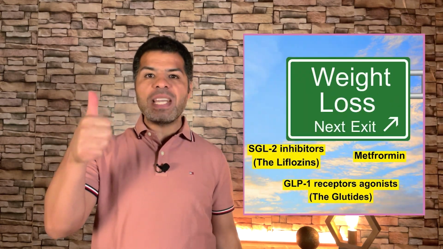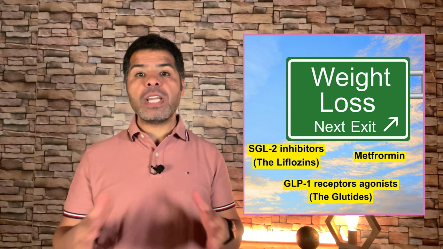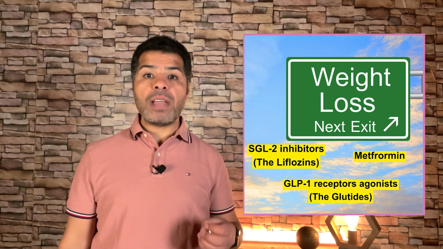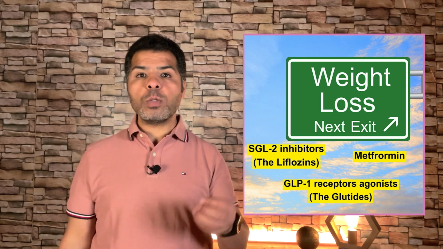GLP-1 receptor agonists, the glutide family, and DPP4 inhibitors, the gliptin family, have no benefits in heart failure or chronic kidney disease. Now, how about weight loss? GLP-1 receptor agonists, the glutide family, SGLT2 inhibitors, the liflozin family, and metformin are all associated with weight loss, especially GLP-1 receptor agonists, particularly semaglutide, the brand name is Ozempic, and liraglutide, the brand name is Victoza. DPP4 inhibitors, the gliptin family, are weight neutral. They do not cause weight gain or weight loss.